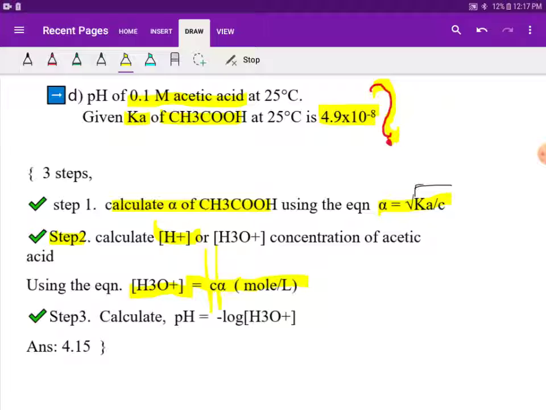Once H3O plus or H plus is obtained, then step 3: calculate pH using the familiar equation, pH is equal to minus log H3O plus. That is all. The answer comes to be 4.15. Please check.